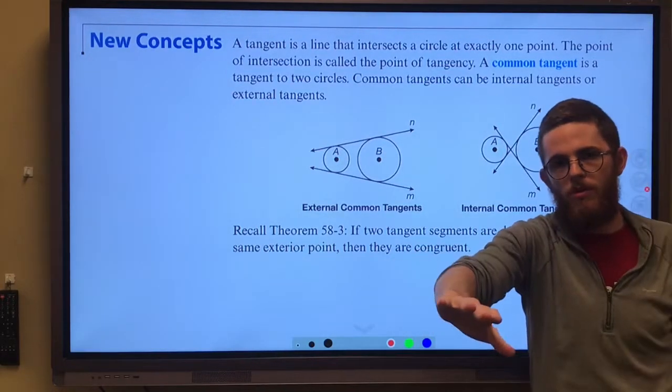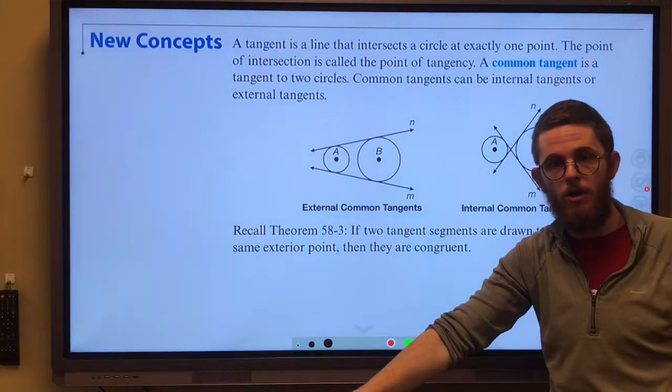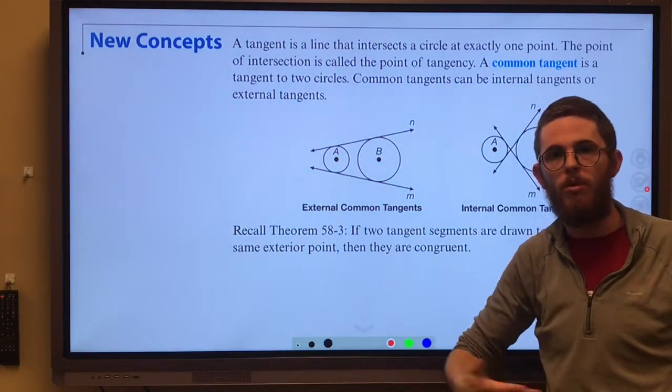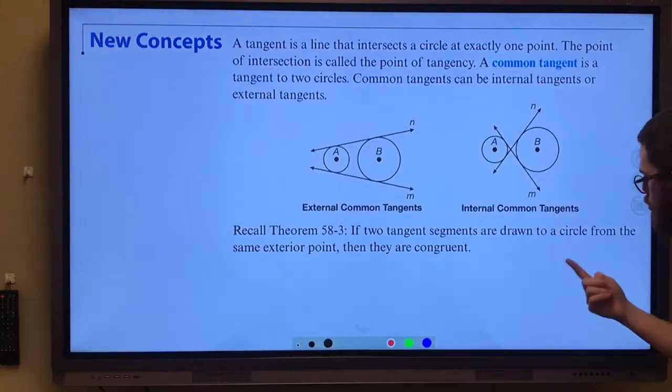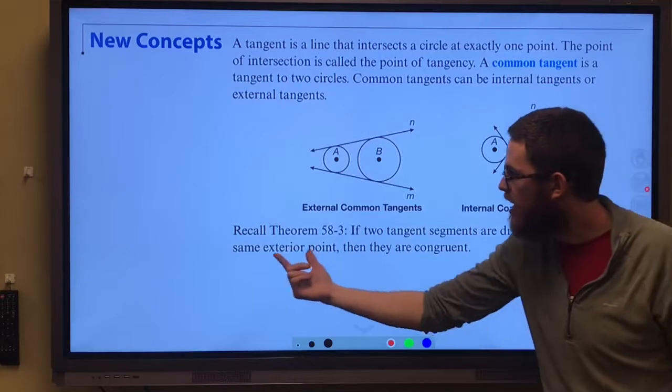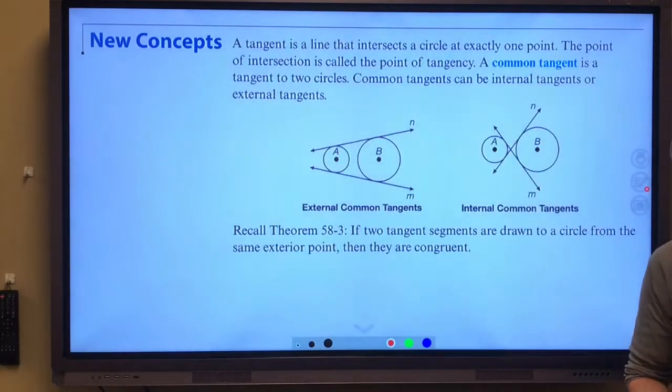Remember a very important theorem which I know a lot of us thought was so super simple the first time we heard it. Still is simple, but we've probably forgotten it. If two tangent segments are drawn to a circle from the same exterior point, then they are congruent.